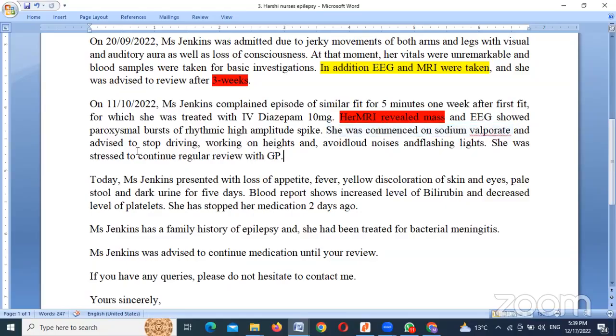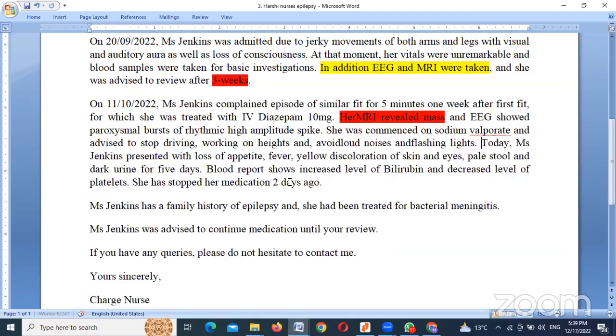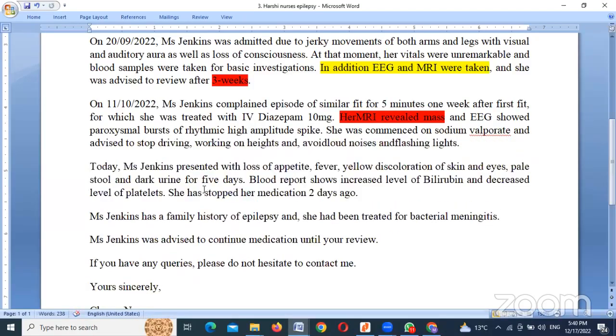Okay? And advised to stop driving, working at heights, and avoid loud noises and flashing lights. You don't need to write each and every thing. She was stressed to continue regular review. This is also not needed. You just skip it. Previously presented with loss of appetite, fever, yellow discoloration of skin, pale stool, and dark urine for 5 days. A report showed increased level of bilirubin, "bilirubin" should be small, and decreased level of platelets.